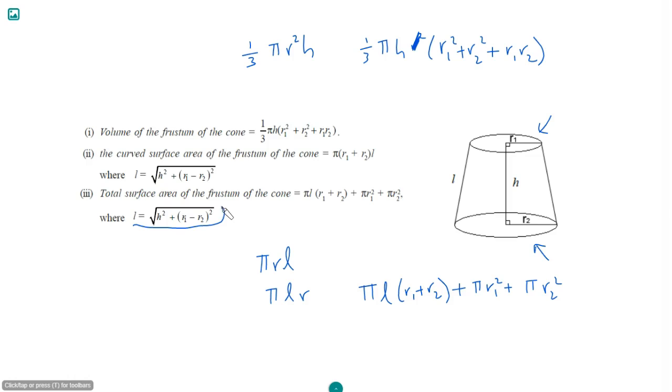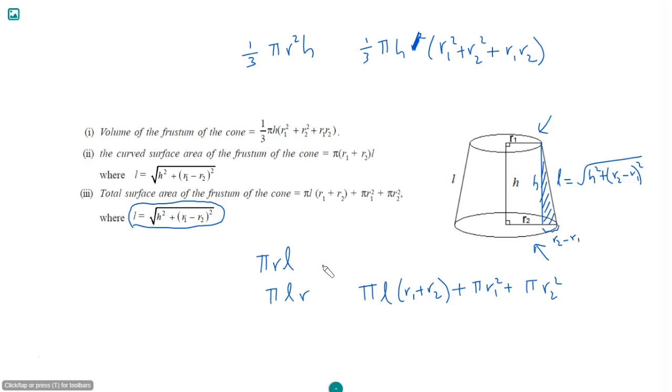Now here you have an expression to find the slant height. L is root of h squared plus r1 minus r2 whole squared. If you look at this figure, you can see that this distance here is going to be r2 minus r1 and this is h. So if you look at this right triangle, you can see that L will be root of h squared plus r2 minus r1 whole squared. Now that's the same as r1 minus r2 whole squared. So those are the formulas related to frustum of a cone.